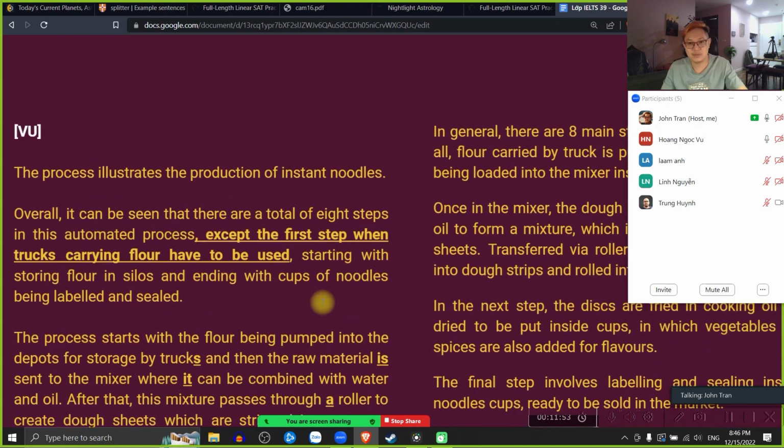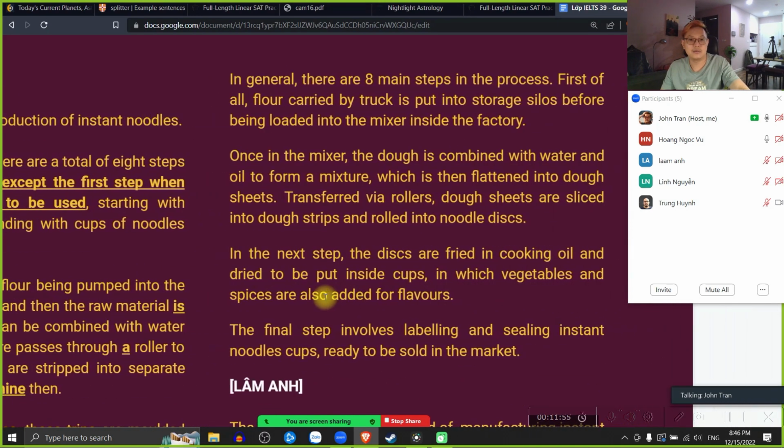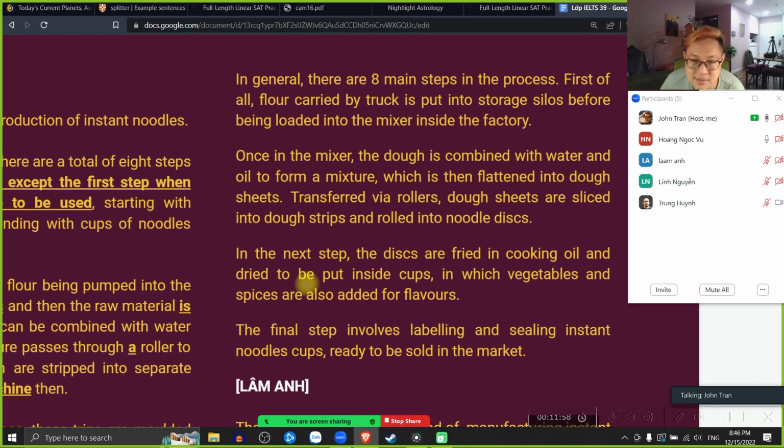Okay, so we need to be careful with this one. In general, there are 8 main steps in the process.